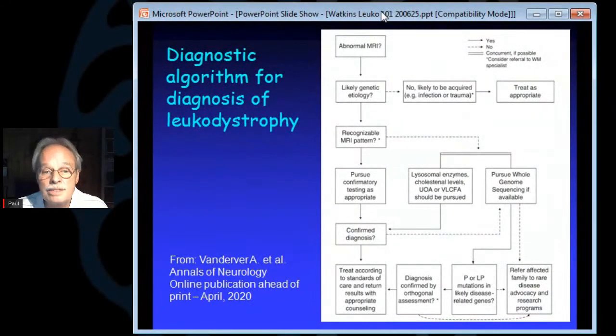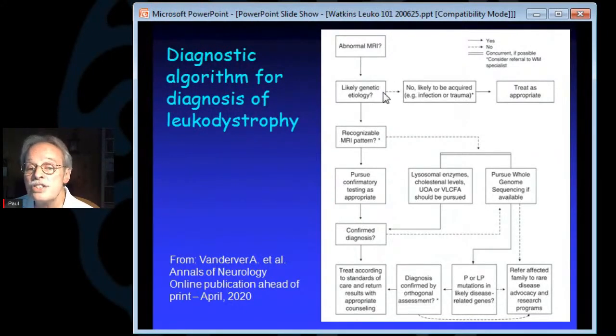And Dr. Vanderver, who was originally scheduled to give this talk, recently put out a paper that had this really nice algorithm for a good way to think about getting to a diagnosis of leukodystrophy. So if you start with an abnormal MRI, the solid arrows are a yes, and the dashed arrows are a no. So if there's an abnormal MRI, and yes, there's a likely genetic etiology.